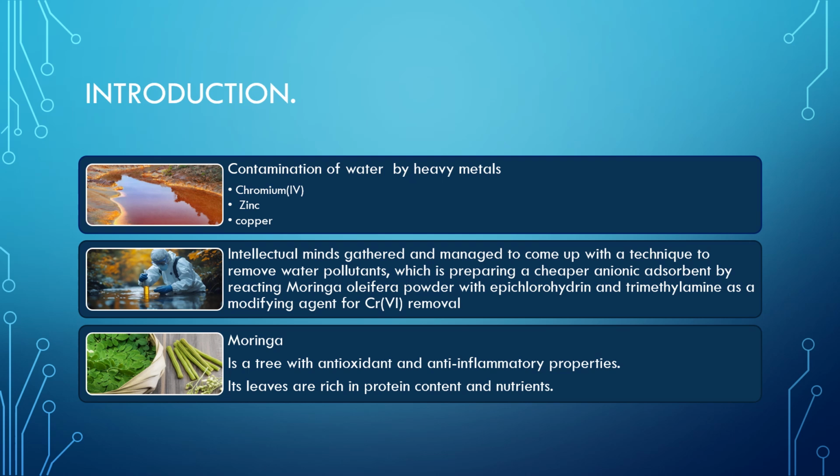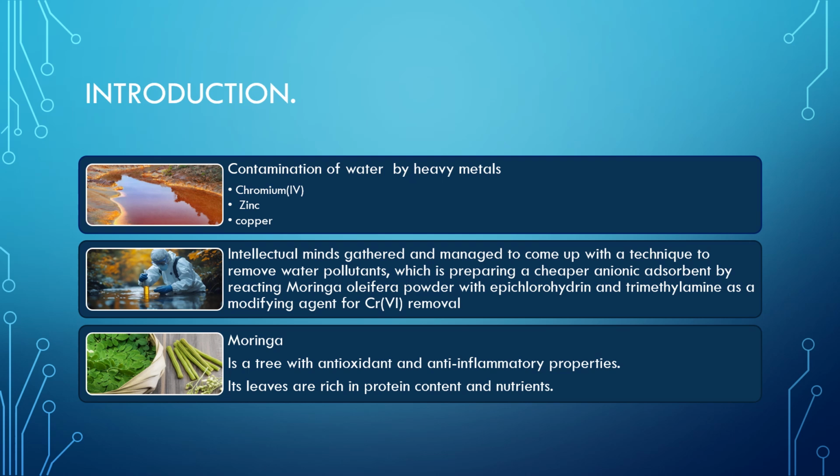The different types of water pollutants that are being disposed into our environment are volatile organic compounds, toxic chemicals, and also heavy metals. In this case, we are going to dwell on the heavy metals being disposed into our environment, for example chromium 6, zinc, and copper. Chromium 6 is the most toxic pollutant to the environment.